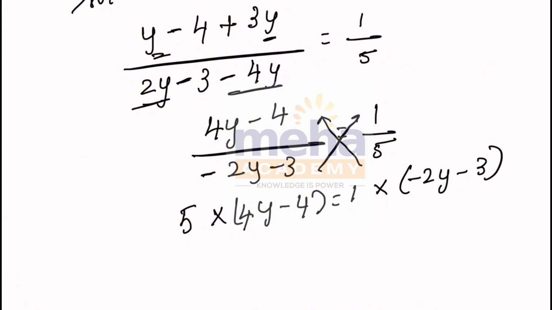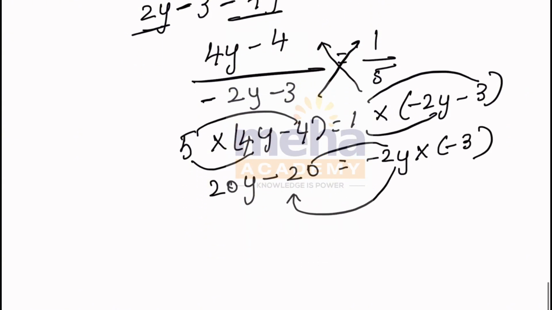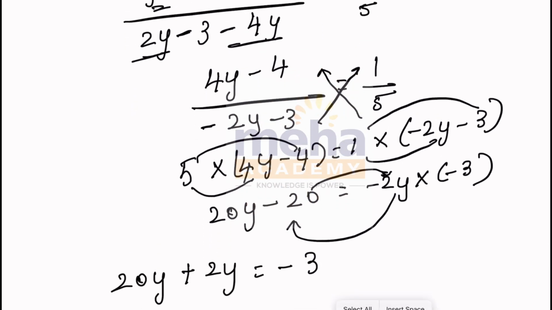So 5 into 4y minus 4 is 5 4s are 20. Like a distributive property, I remove the brackets. Minus 20 is equal to 1 into negative 2y is equal to negative 2y. 1 into negative 3 is negative 3. I bring y to the LHS side and the number to the RHS side. So 20y plus 2y is equal to negative 3 plus 20.